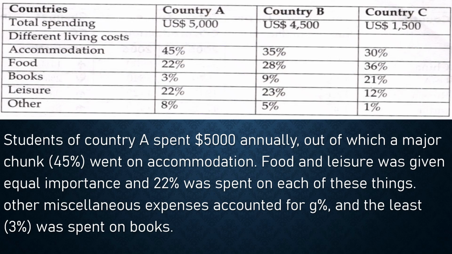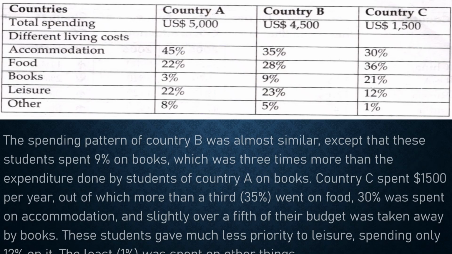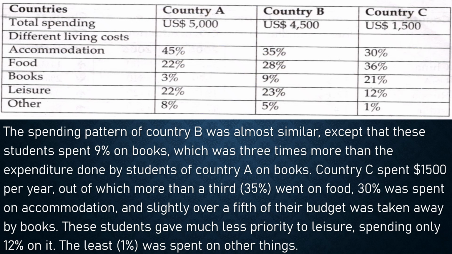Now we would compare in the third paragraph the spending of students of country B and C compared to students of country A. So this is the third paragraph. The spending pattern of country B was almost similar because there is not much difference, except that these students spent 9% on books. We would only focus on things where there is a bigger difference, which was 3 times more than the expenditure done by the students of country A on books.